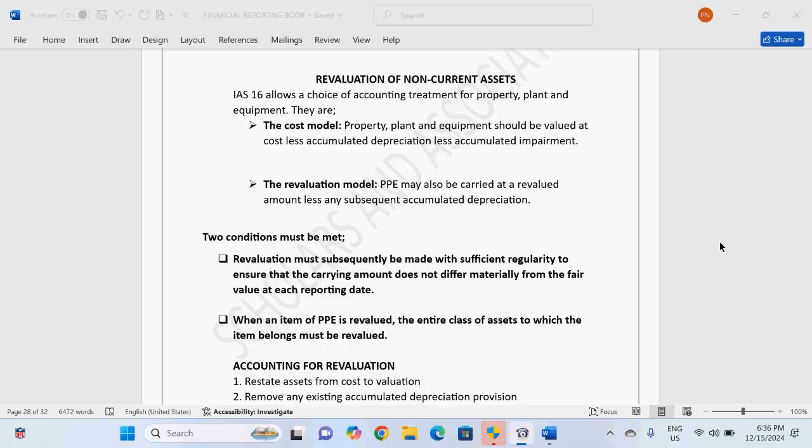So welcome once again to this evening session. We'll start with the revaluation of non-current assets. Non-current assets.